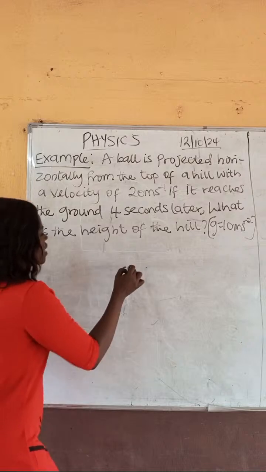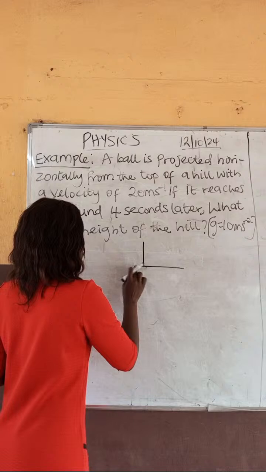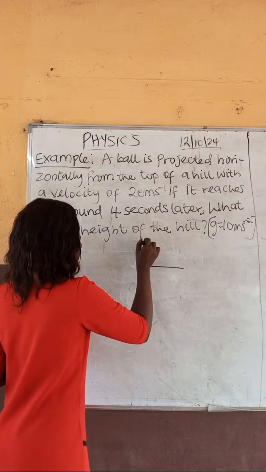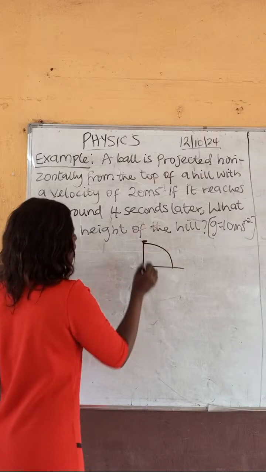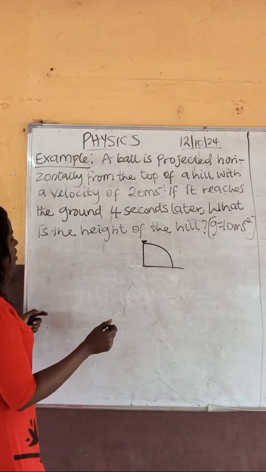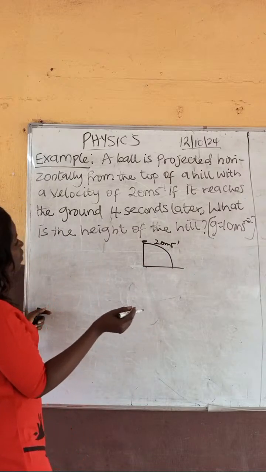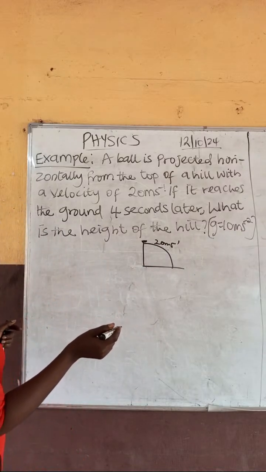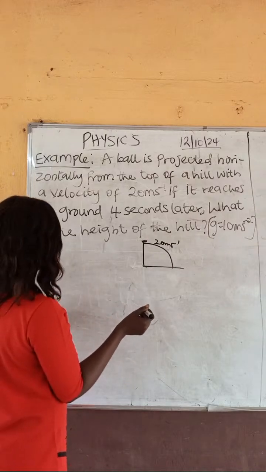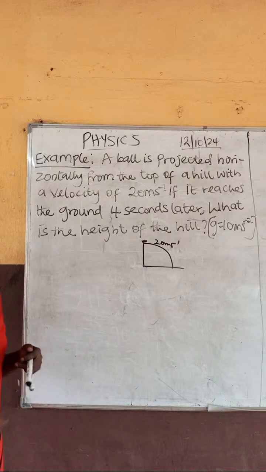That means if this happens to be the hill, the ball was projected from here. Okay, this is the top of the hill. Horizontally, it now moves to the ground at a velocity of 20 meters per second, right? If it reaches the ground 4 seconds later, that is time, what is the height? Now, we are given acceleration due to gravity as 10 meters per second squared.